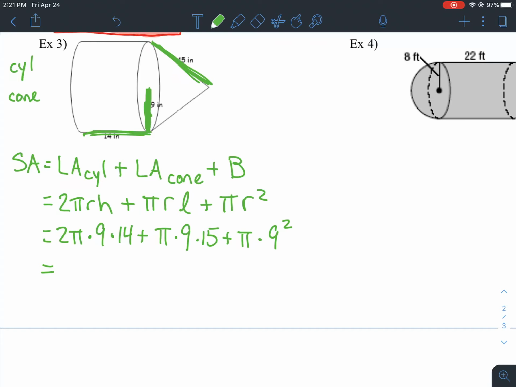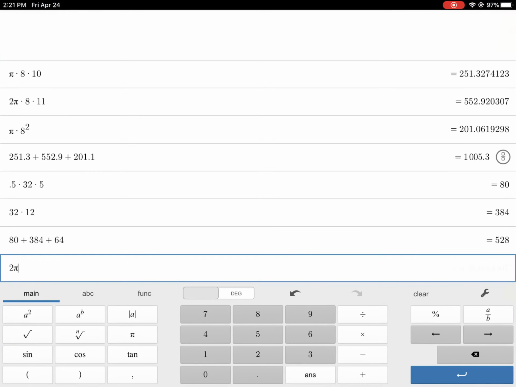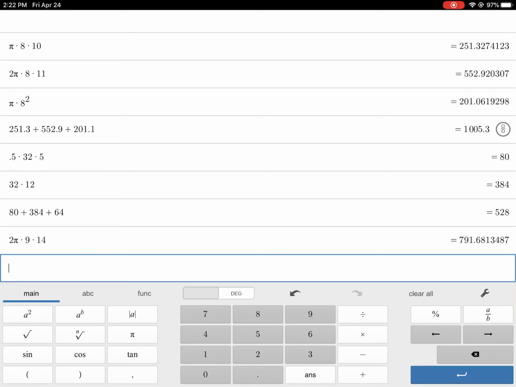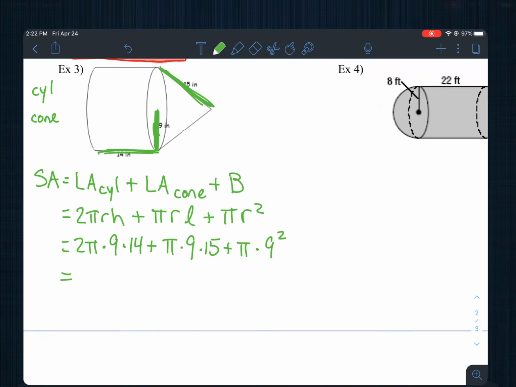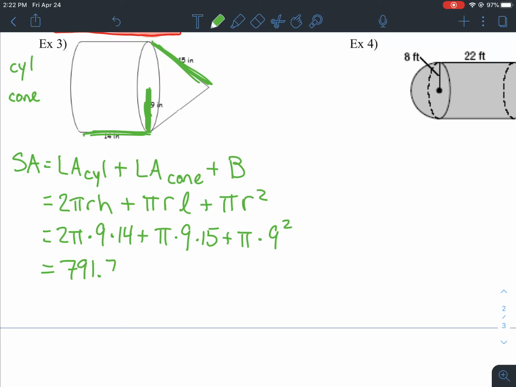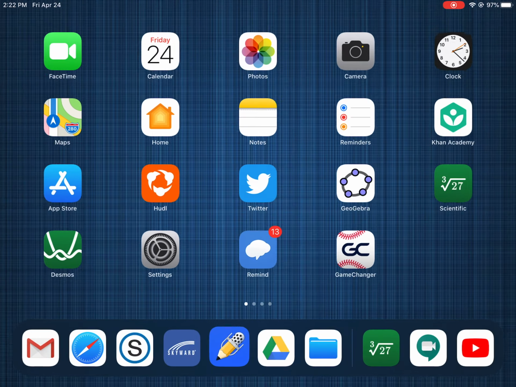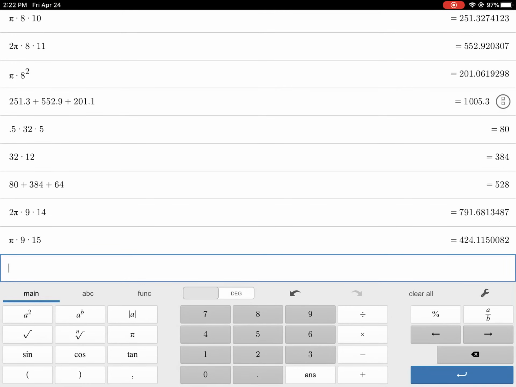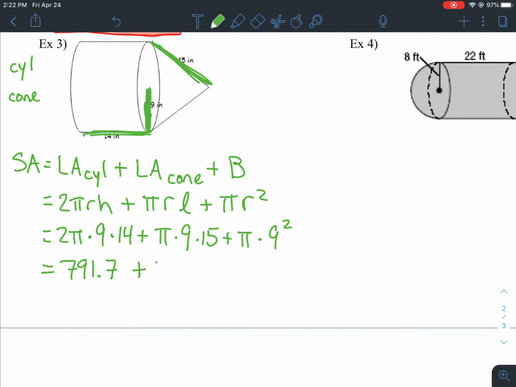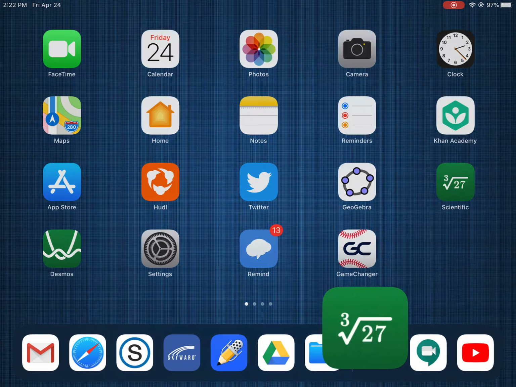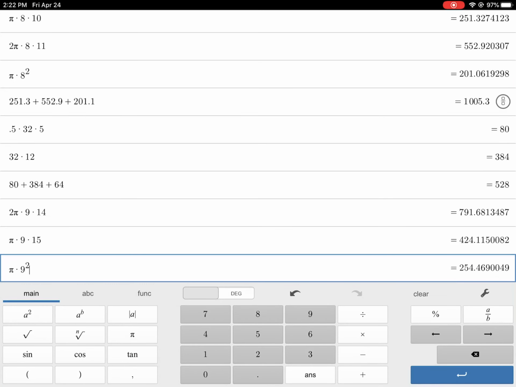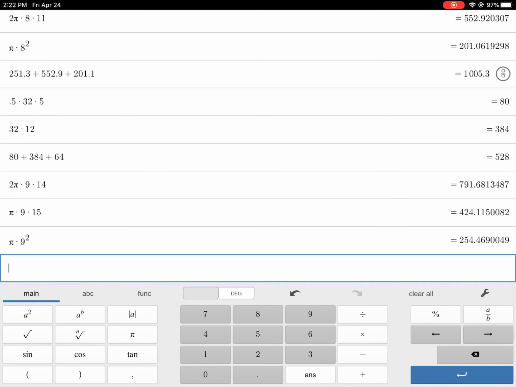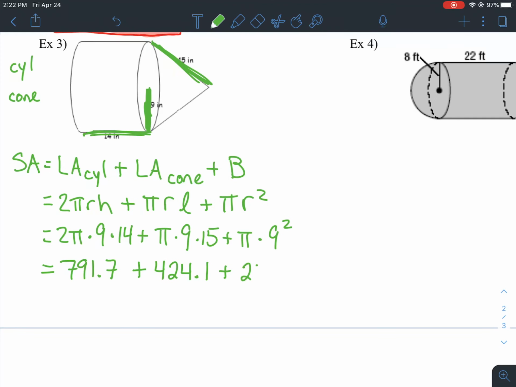And now we just go to the calculation. So hopefully you see it's a lot faster once we've got that down. 2 pi times 9 times 14, 791.7. Plus pi times 9 times 15, 424.1. Plus pi times 9 squared, 254.5.